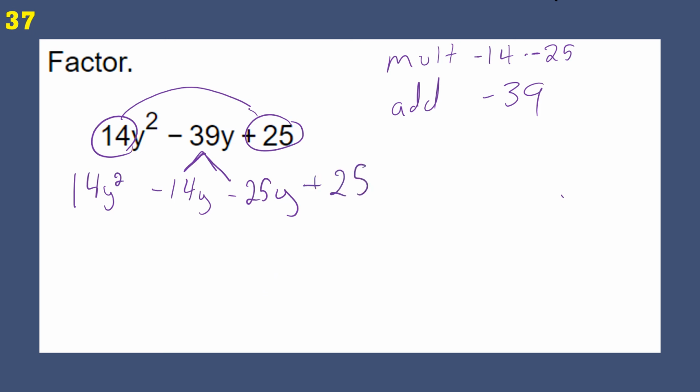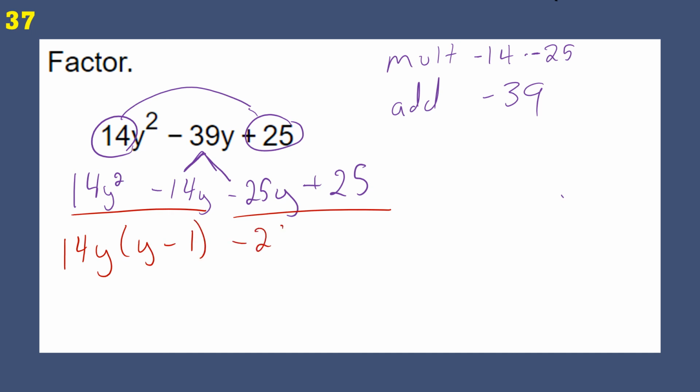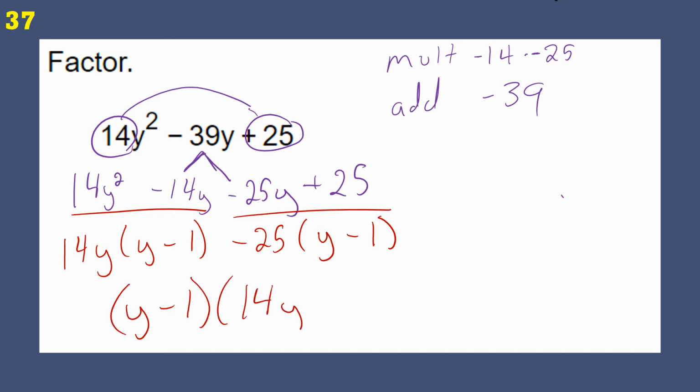And from here, I have four things, and I'm going to go ahead and factor by grouping. You'll notice that factoring by grouping looks pretty straightforward here. I take out 14y, and that leaves me y minus 1. And then I take out a negative 25, and I get y minus 1 again. And so my two factors would be y minus 1 and 14y minus 25.